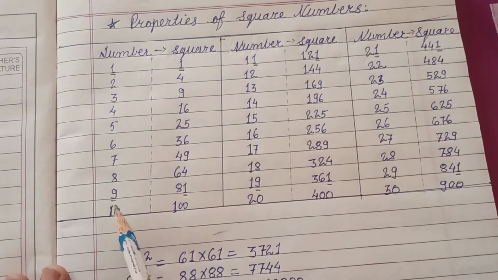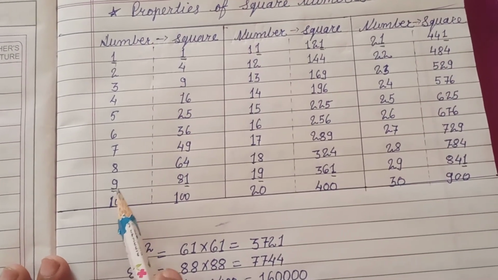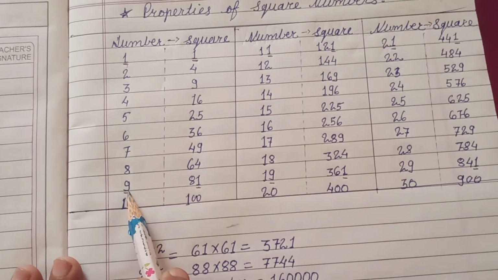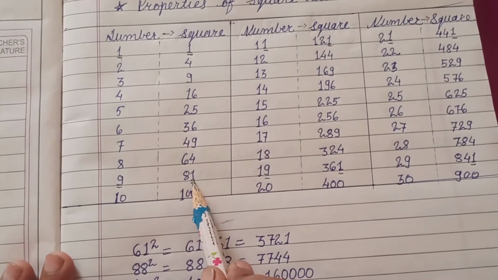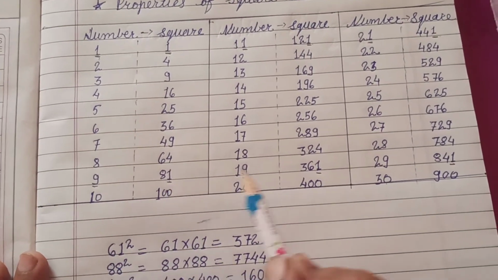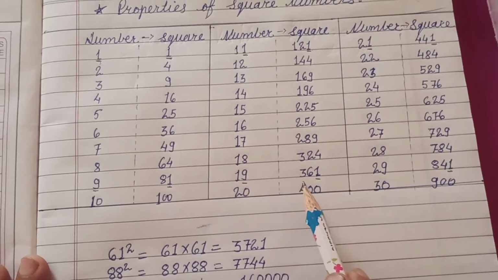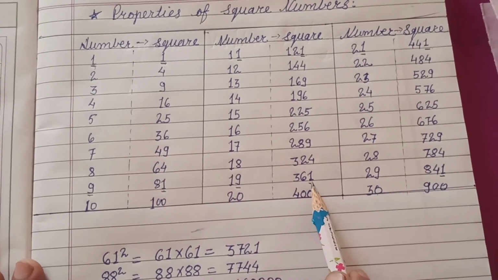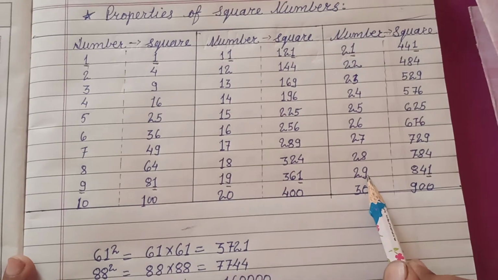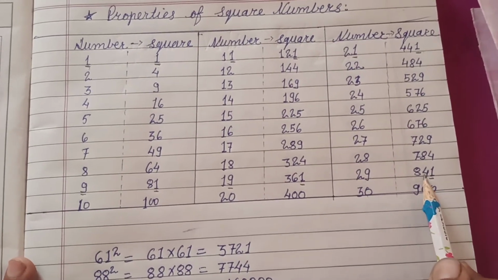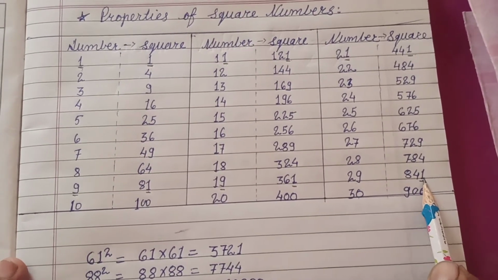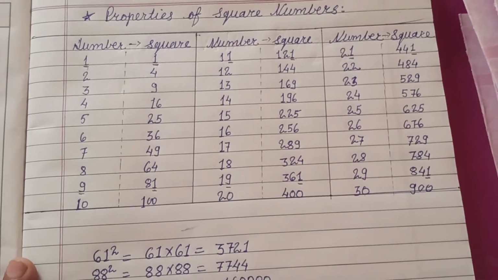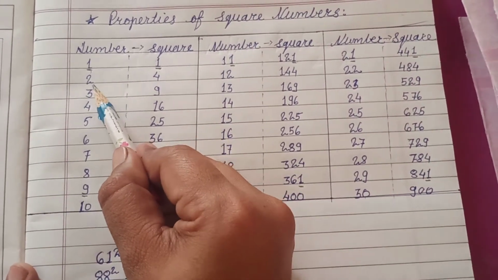Now, a similar thing we can find for 9 also. This is 9 and the ones place of its square is 1 again. This is 19. The square of 19 is 361 and the ones place is again 1. 29. The square of 29 is 841 and the ones place is again 1. Isn't it amazing? Now let us see for 2 also.